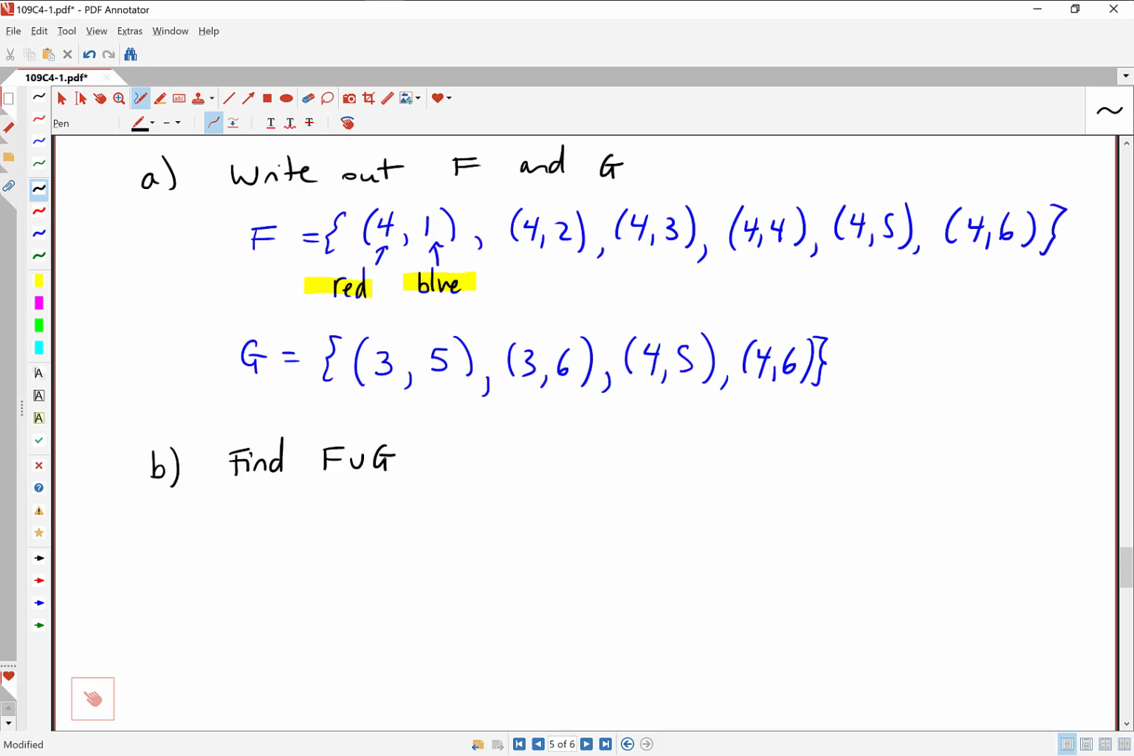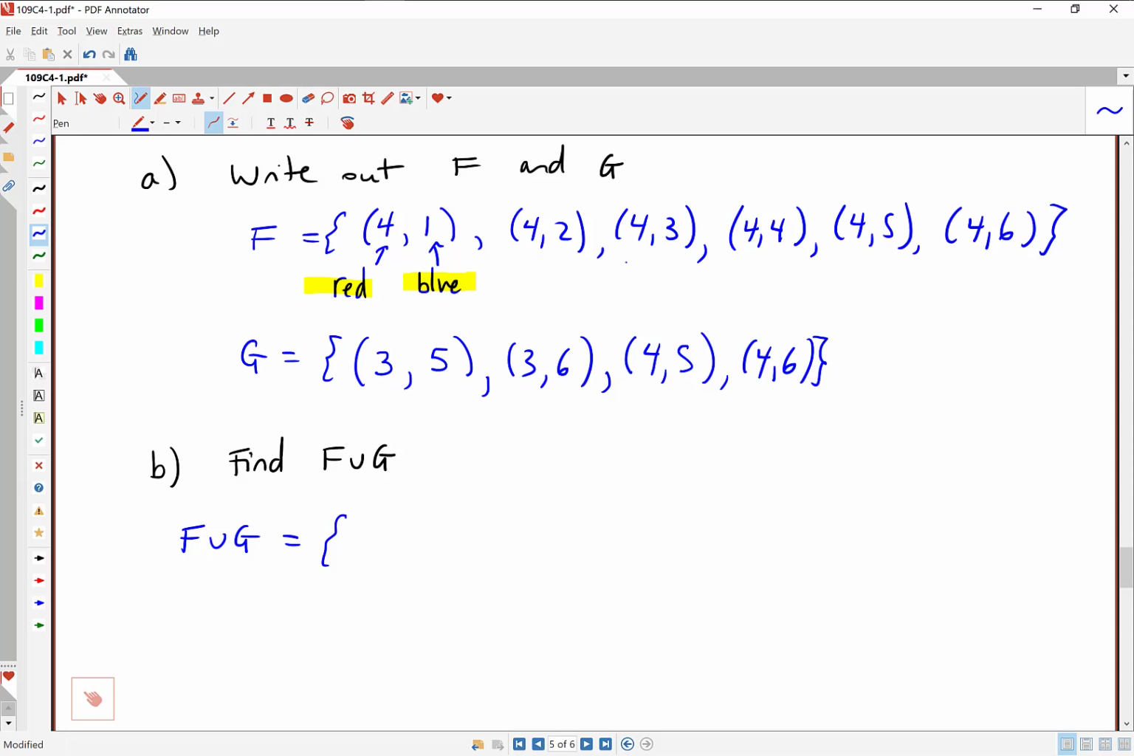Now we're going to practice some set operations. So we're going to find F union G. So let's remember, when we take the union of 2 sets, we're grabbing all the outcomes that are in the first set or the second set or both. So you can think of it as just throwing the 2 sets together. If any outcomes appear in both sets, you only need to write them down once.